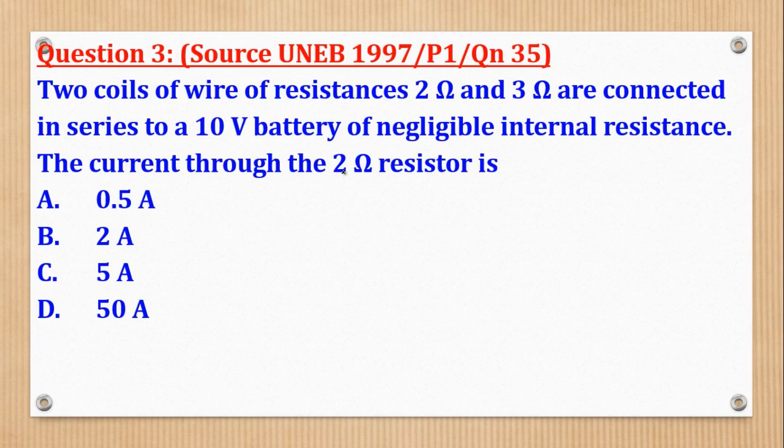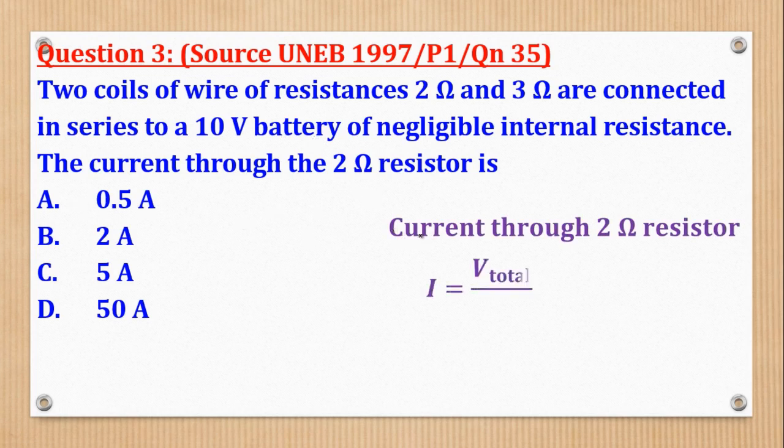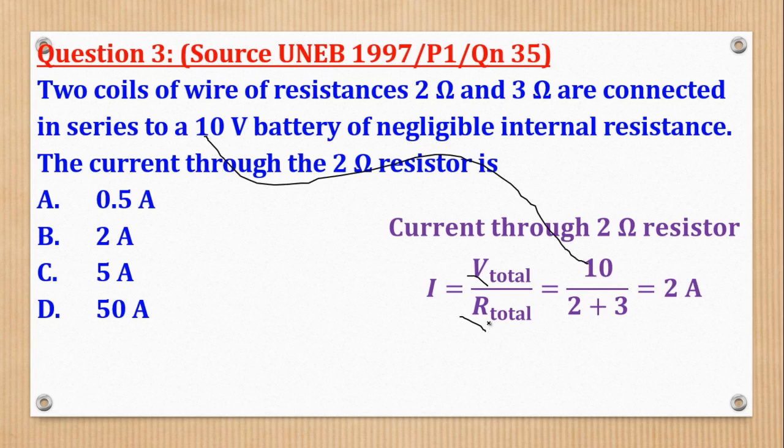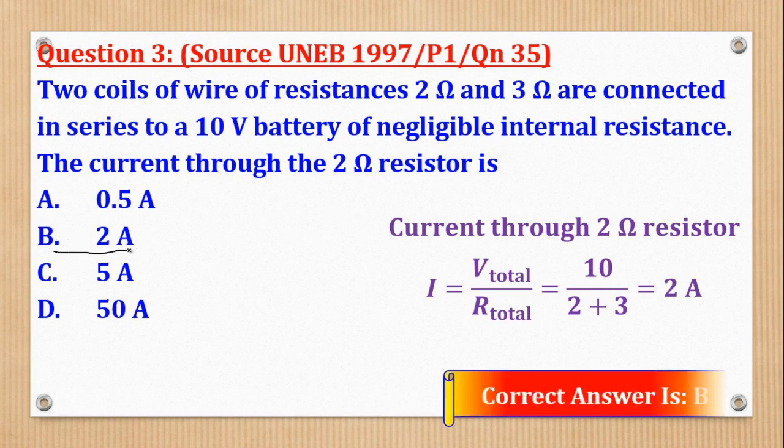What we should remember is that for series, same current flows through all the resistors, meaning this current through the 2 ohm resistor is equal to the total current. Therefore, our aim is to get total current. And to get total current, you need total resistance. So I is equal to V total over R total. So total PD is 10, and total resistance we already saw in question 1, that's got by adding the individual resistances to come up with 2 ampere, and that will be the current they want. Therefore, option B is the correct answer.